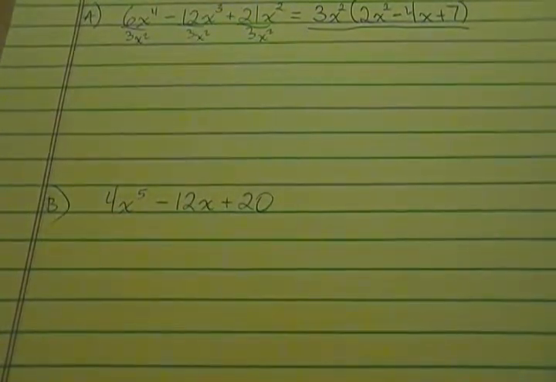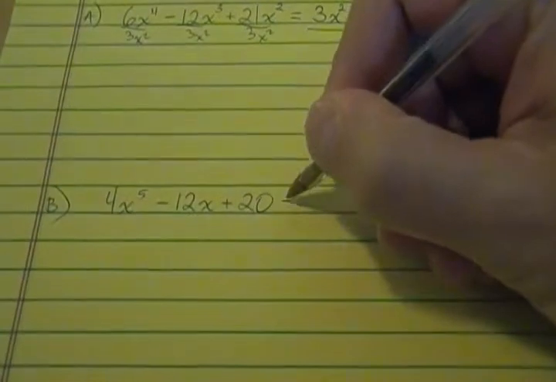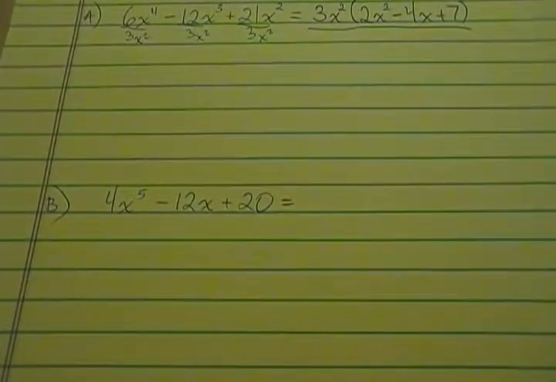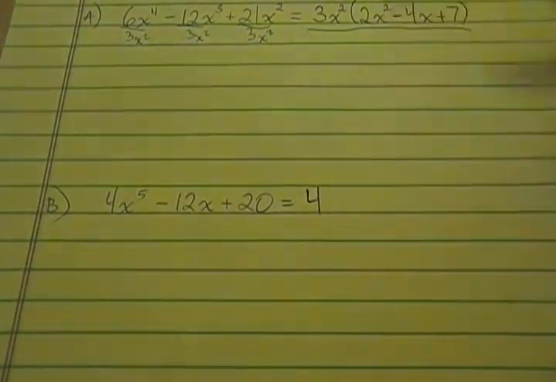All right, we have a polynomial here, 4x to the 5th minus 12x plus 20. We want to factor this by trying to find a common factor. So once again, we have numbers and we have variables. So do one at a time. Look at the numbers. We have 4, negative 12, and 20. Is there any number besides 1 that divides into all three of those evenly? There is, and that number is 4. All right, so my common factor is going to involve a 4.